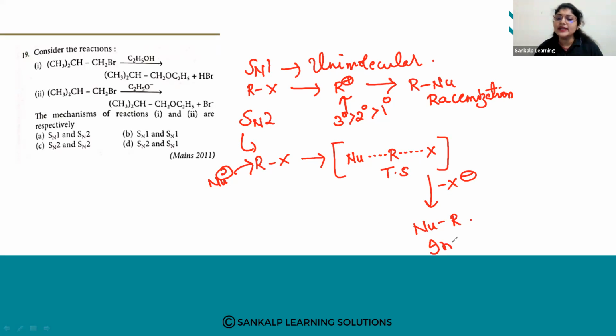So this is complete inversion. Here the product yield is complete inversion. How is the reactivity here? Primary is more reactive than secondary, which is more reactive than tertiary. Methyl is the most reactive and tertiary is the least when you're talking about SN2 mechanism. So this is some short briefing about the SN1 and SN2 mechanism.